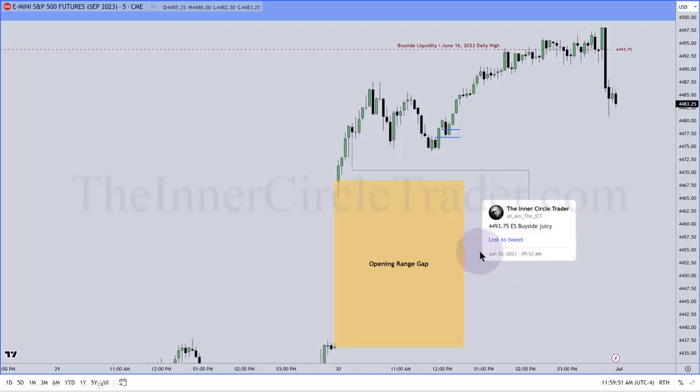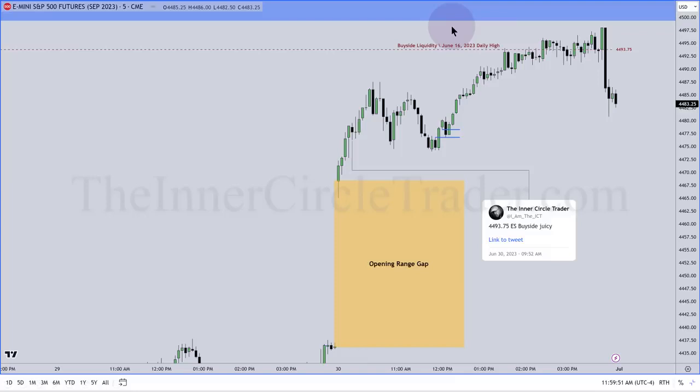a.m. This is always in New York local time. And right there is the candle I made that post on Twitter. I said that this high, 44.93 3/4, that high right there is the daily June 16, 2023 high. I said that that buy side is juicy, meaning that it's going to want to gravitate towards that. So how would you use that information?